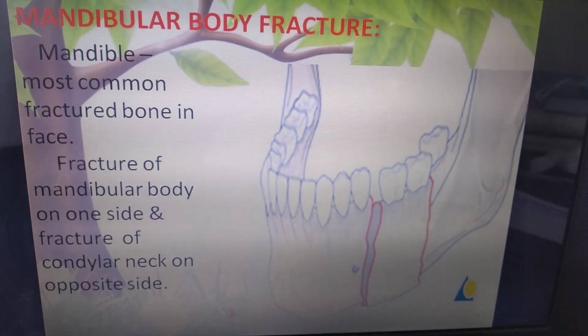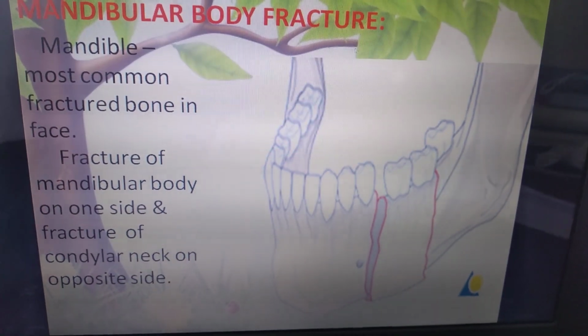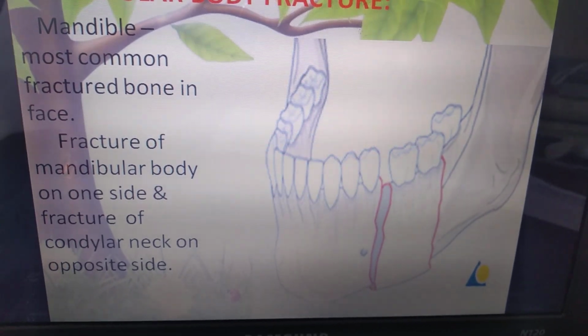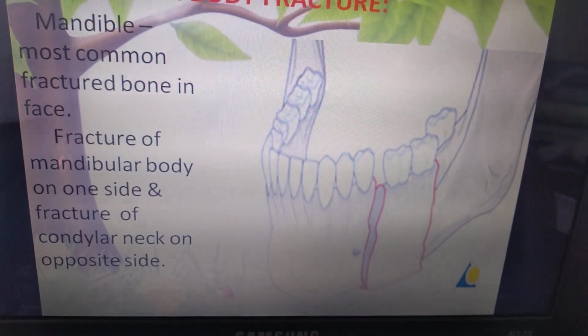Mandibular body fracture. Mandible is the most common fractured bone in the face. Fracture of the mandibular body on one side and fracture of the condylar neck on the opposite side.